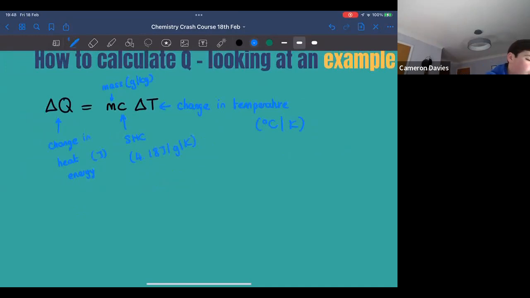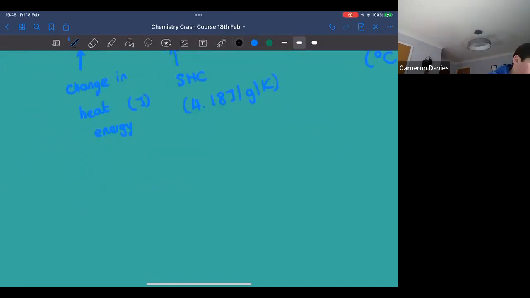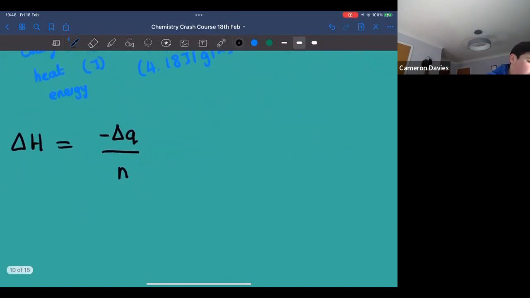And then the second equation, which you'll sometimes use, so sometimes you'll be asked to calculate delta H, which we looked at before, which is the enthalpy. And so you'll calculate the delta Q, and then you'll use that to answer the second part of the question, which is using this equation, minus delta Q over n, and that will give you delta H.